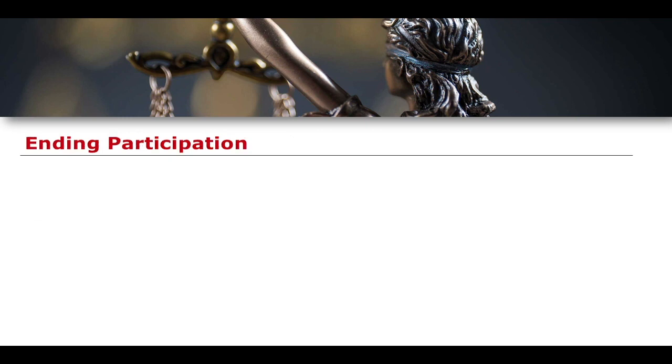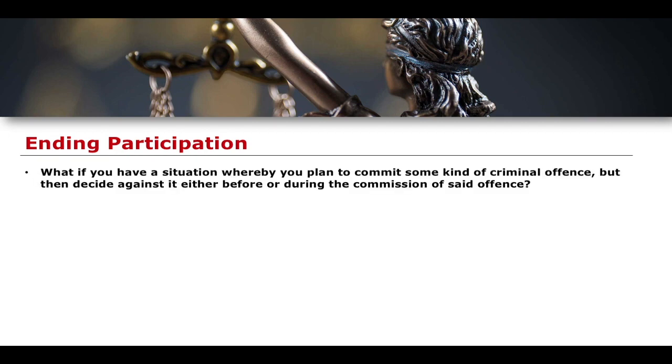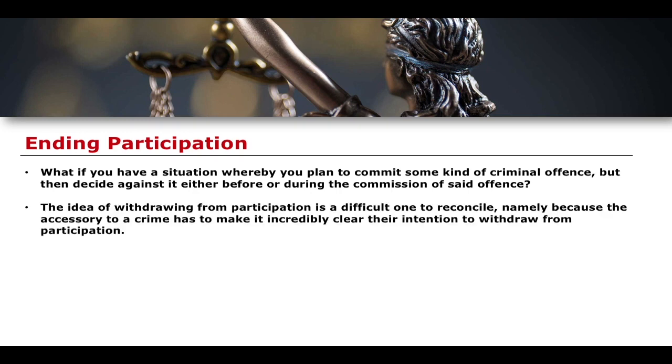The final thing I want to touch on when we look at parties to a crime is this idea of ending or finishing or withdrawing from participation. What if you have a situation where you plan to commit some kind of criminal offence, and you are fully intending to be involved in the commission of a criminal offence, but then you decide against it, either before or during the commission of said offence? And this is related to the idea of withdrawing from participation. How far do you have to go to withdraw from participation such that you therefore no longer have any kind of liability?